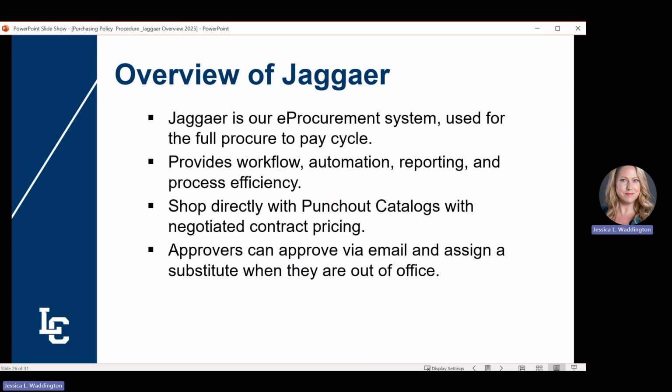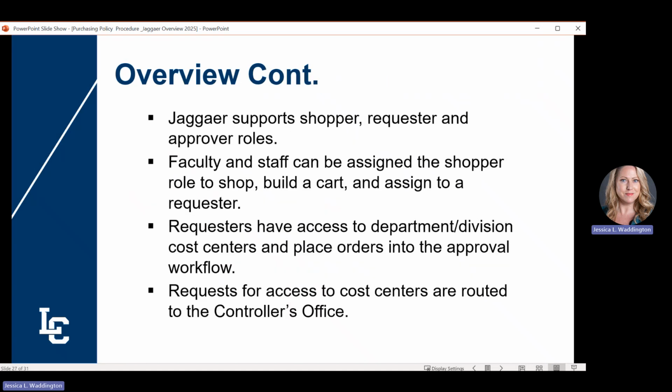Jagger provides workflow, automation, reporting, and process efficiency. You can shop directly with the punch-out catalogs, and approvers can approve via email and assign a substitute if they're out of the office. Jagger supports 3 different roles: a shopper, a requester, and an approver. Faculty and staff can be assigned the shopper role to build a cart and assign it to a requester. A requester is an individual that has access to their department or division cost centers and can place orders into the approval workflow. If you need to request access to your department or division cost centers, please route that to the application specialist in the controller's office.